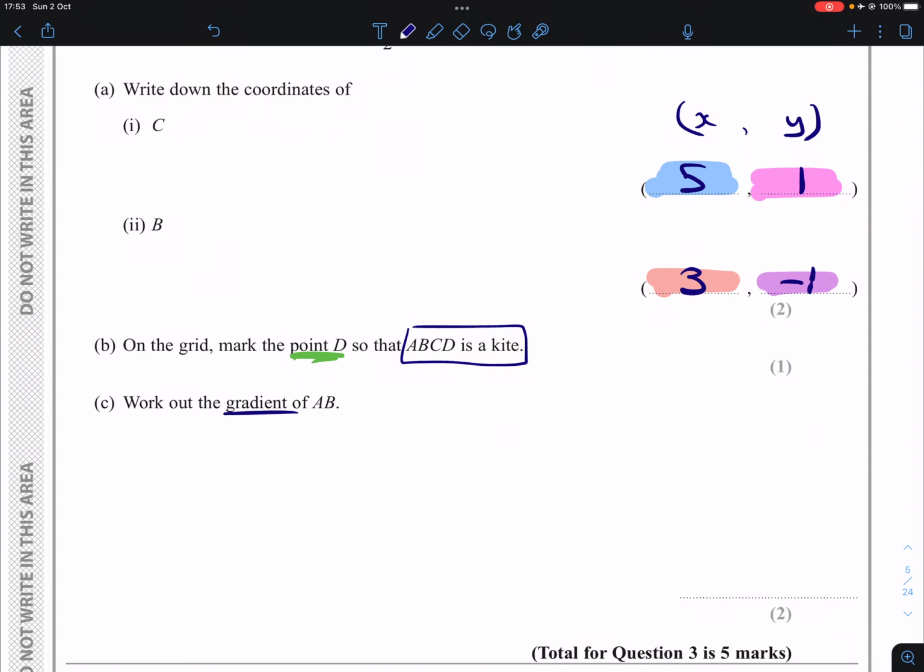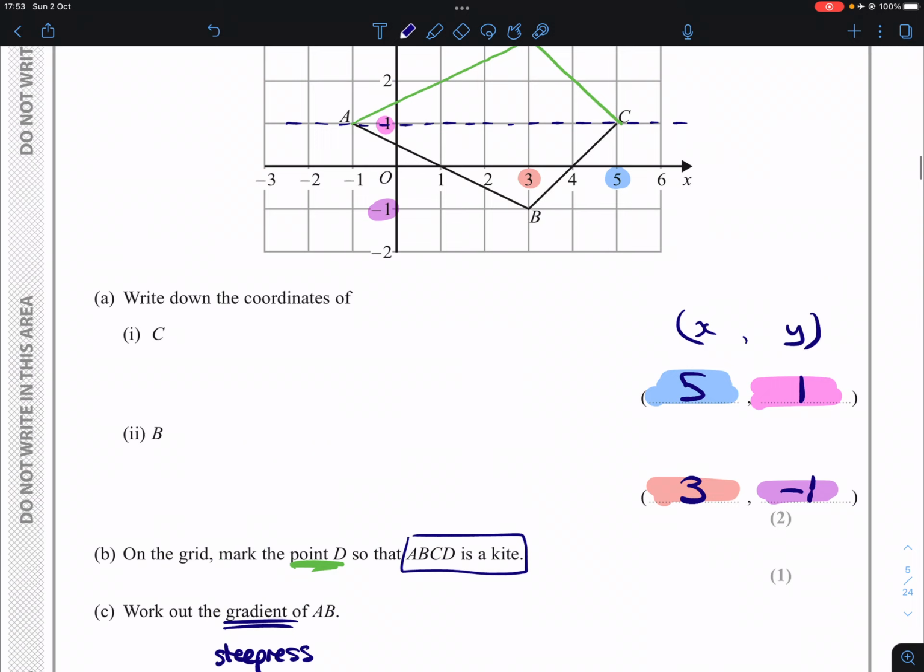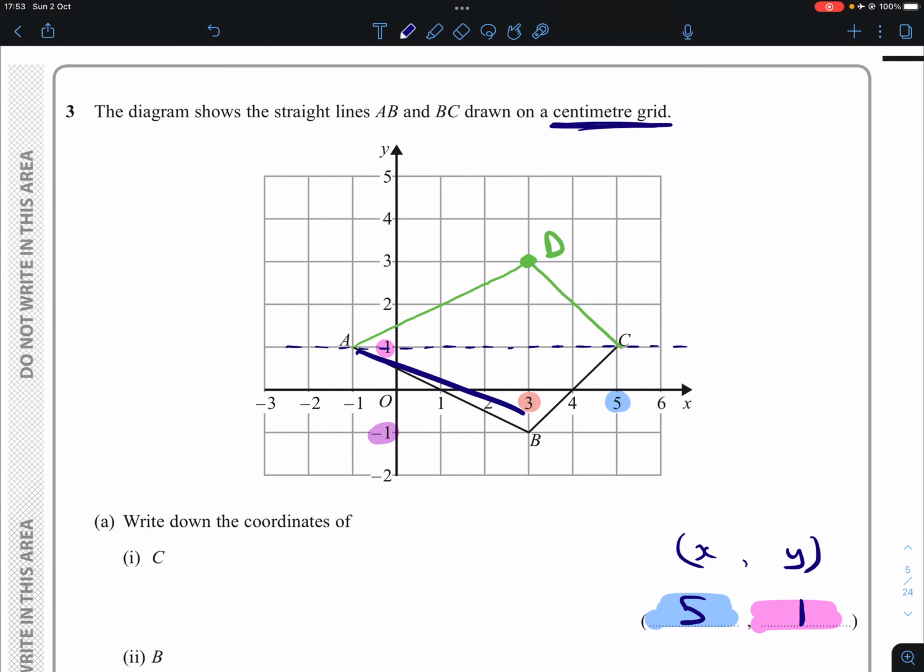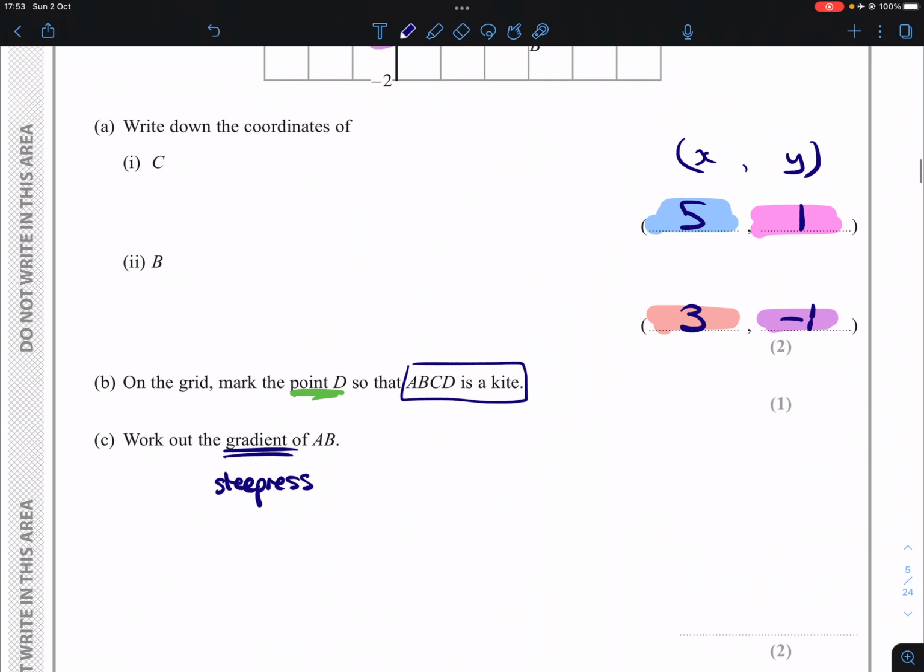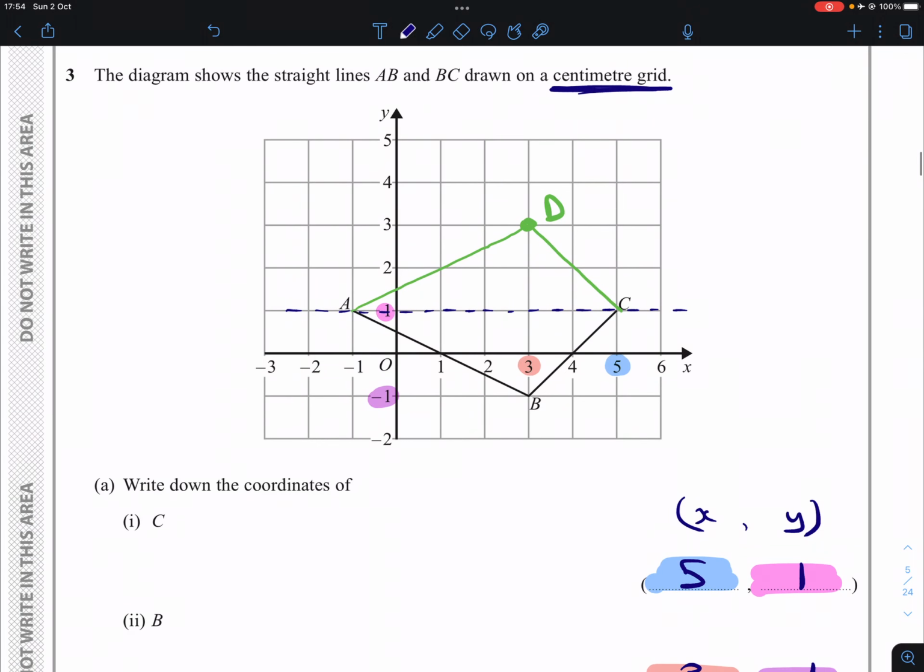Lastly, work out the gradient or work out the steepness of the line AB. So that is this line here. We're trying to figure out the steepness of that. The gradient of any line is given as its rise over its run. Its rise being how high you go from your starting point to your ending point.